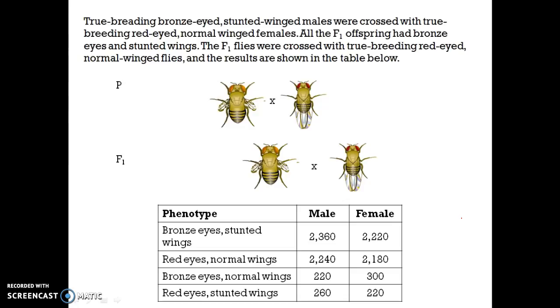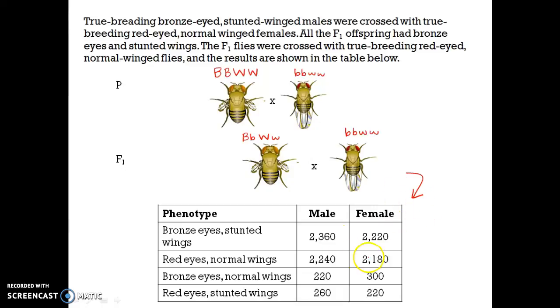So let's first figure out how this cross works. So here we have a true breeding bronze-eyed stunted wing male. We know that both bronze eyes and stunted wings are the dominant trait, whereas the red eyes and normal wings are the recessive trait. So our F1 offspring are going to be heterozygous for both traits, and then we're going to cross the F1 offspring with homozygous recessive flies. And these are the results that we actually observe.